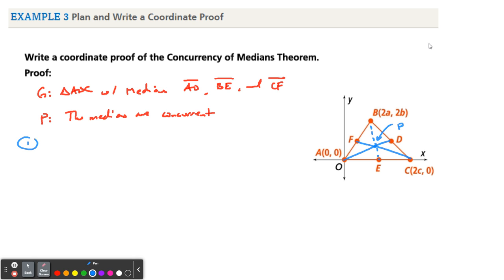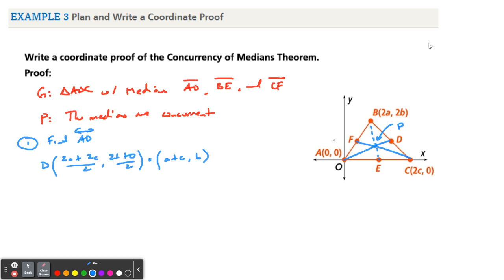So step number 1 is I want to find the equation of line AD. First off, I need to find the coordinates of D. Again, D is the midpoint of BC, so to find the coordinates of D, I'm going to add the x's of B and C, so 2a plus 2c divided by 2. I'll add the y's, 2b plus 0 divided by 2. All of these 2's will cancel in this first fraction to get you a plus c, and then 2b plus 0 is 2b, 2b divided by 2 is just b. So there are the coordinates of D.